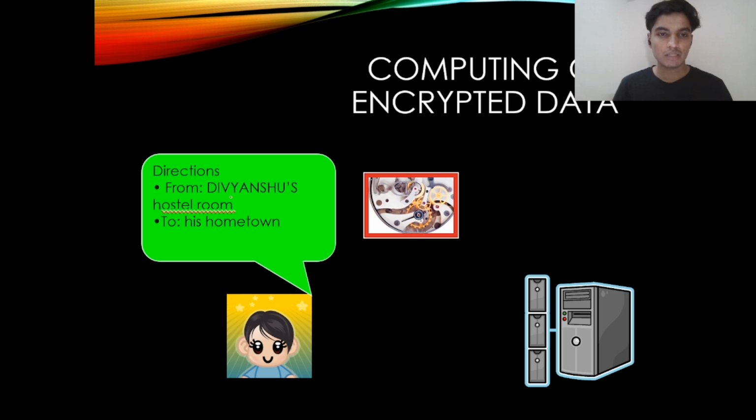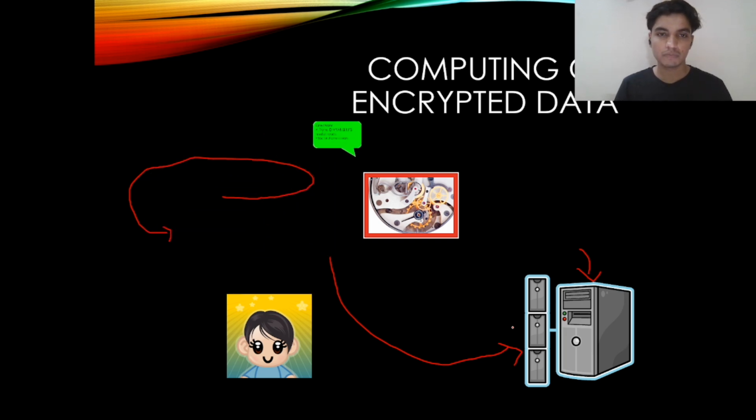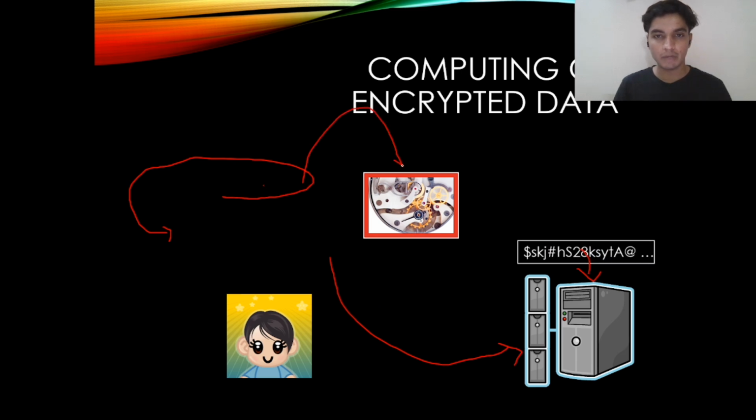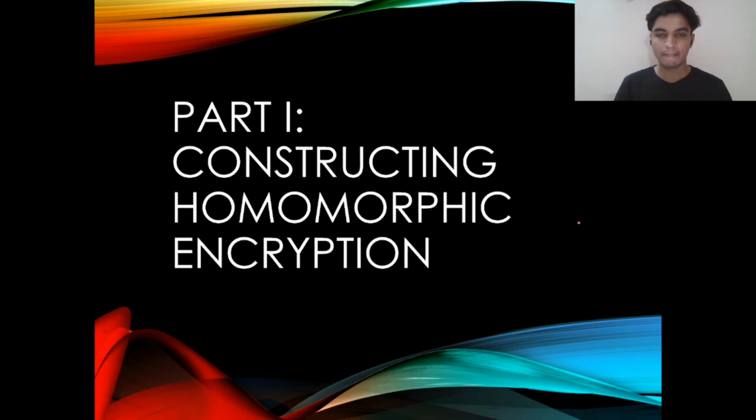Take an example. This is my hostel room's data, like the path from my hostel room to my hometown. I want to store it in the cloud, but I don't want it to be directly shared on the cloud because I want this information to be private. So, what can I do? Let's see with the help of an animation. My data will be encrypted and then a ciphertext will be stored on the cloud.